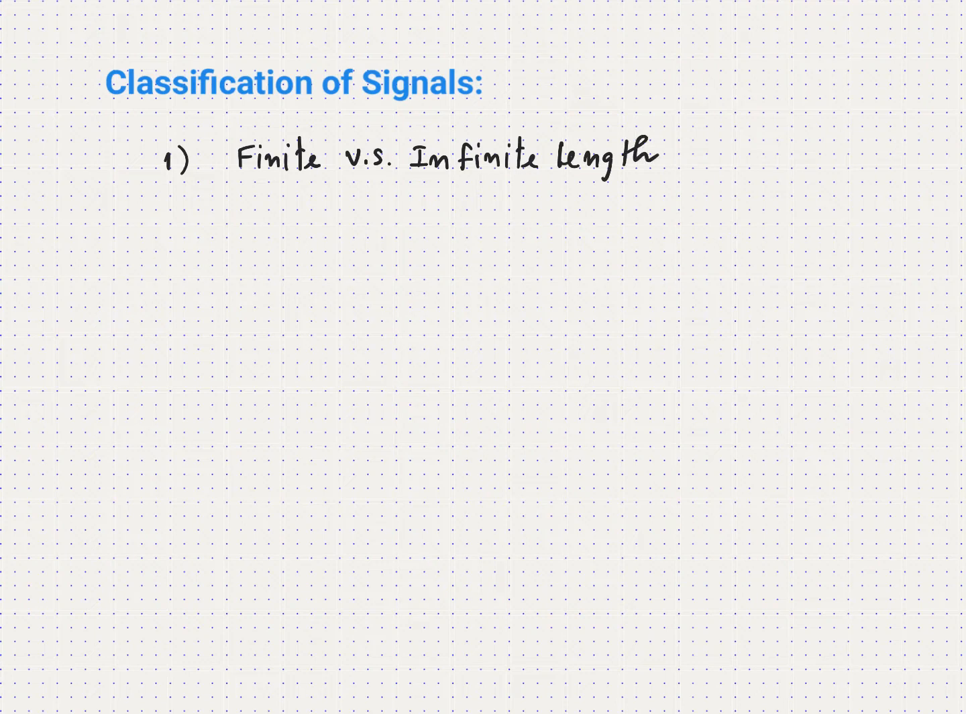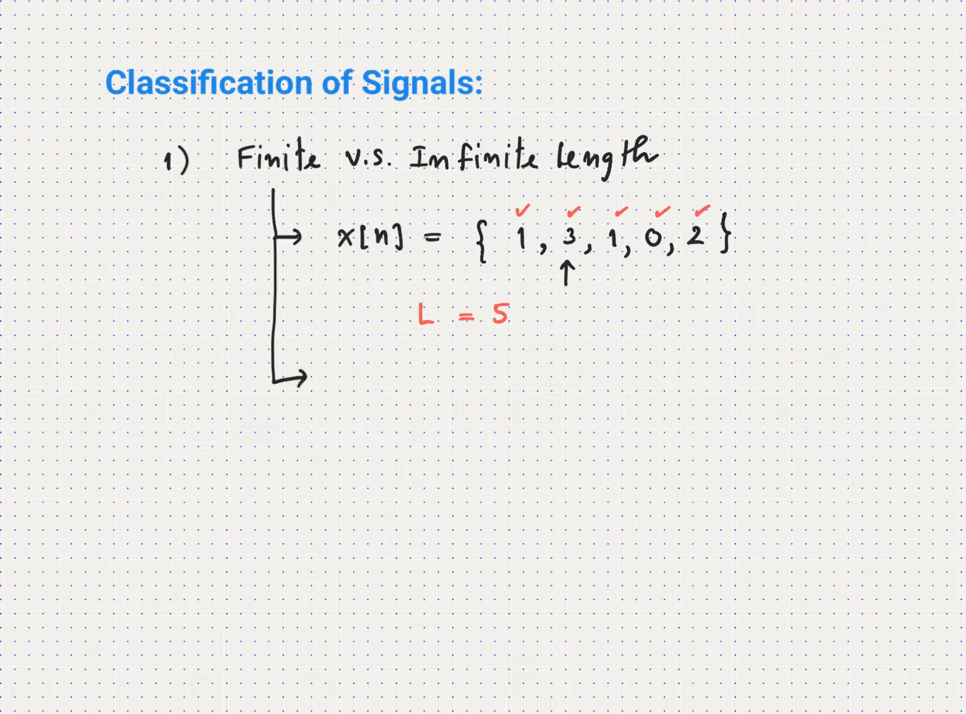For a finite length signal, let's say I have x[n] equal to perhaps 1, 3, 1, 0, 2. You see right away that the length you count as 1, 2, 3, 4, 5, so the length is equal to 5. The length is counted from the first non-zero element to the last non-zero element. So we call this a finite length signal.